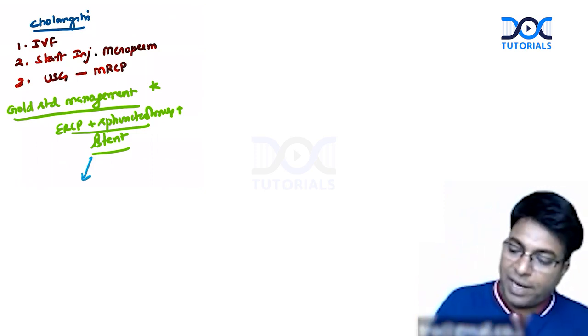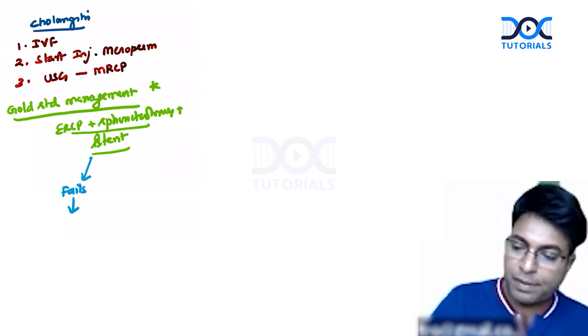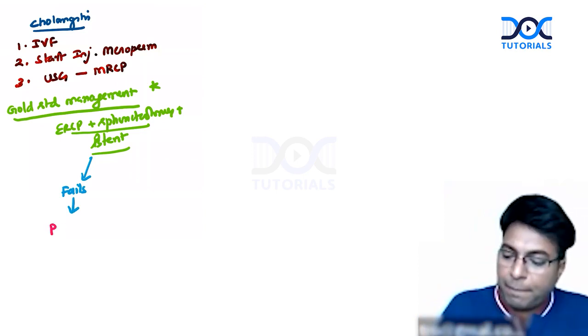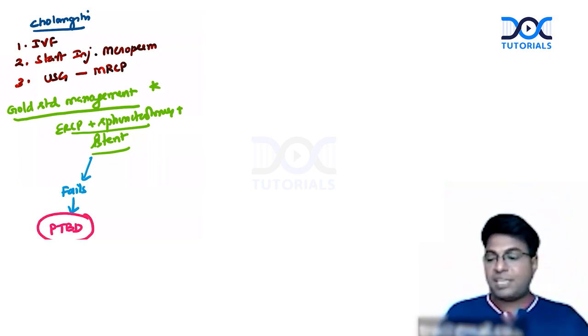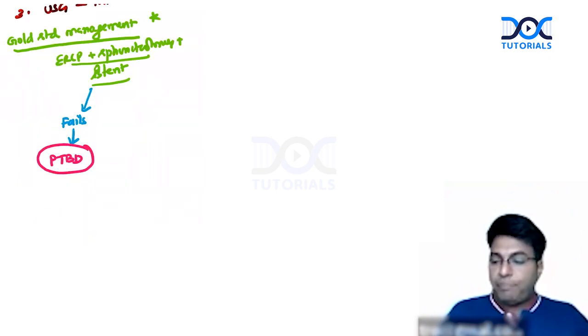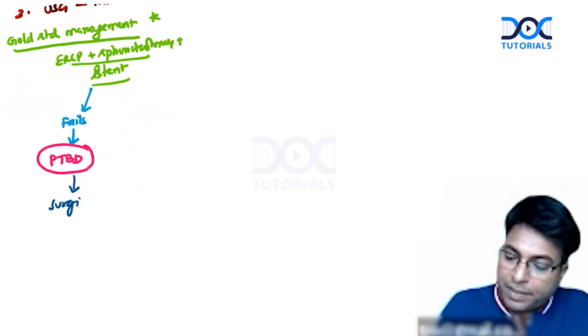If it fails, what will I do now? If it is impossible or fails, what will I do next? I will go for a PTBD. Okay, PTBD, that is what I discussed already. ERCP fails, go for PTBD. If PTBD facility is also not there, I will go for a surgical treatment. That is the last option.